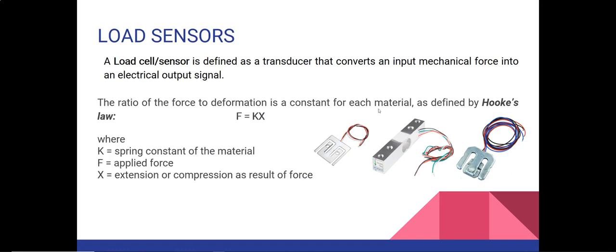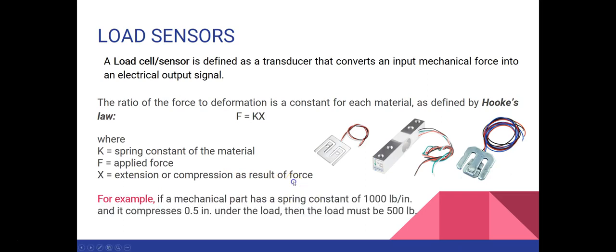Now we are going to see Hooke's law, which is used in the load sensor, and it is given by this formula: F = Kx, where K is the spring constant of the material, F is the applied force, and X is the extension or compression as a result of the force. We can see this example. If a mechanical part has a spring constant of 1000 lb per inch and it is compressed by 0.5 inches under the load, then the load must be 500 lb. You can obtain this by putting these values into the equation, and then you get this result.